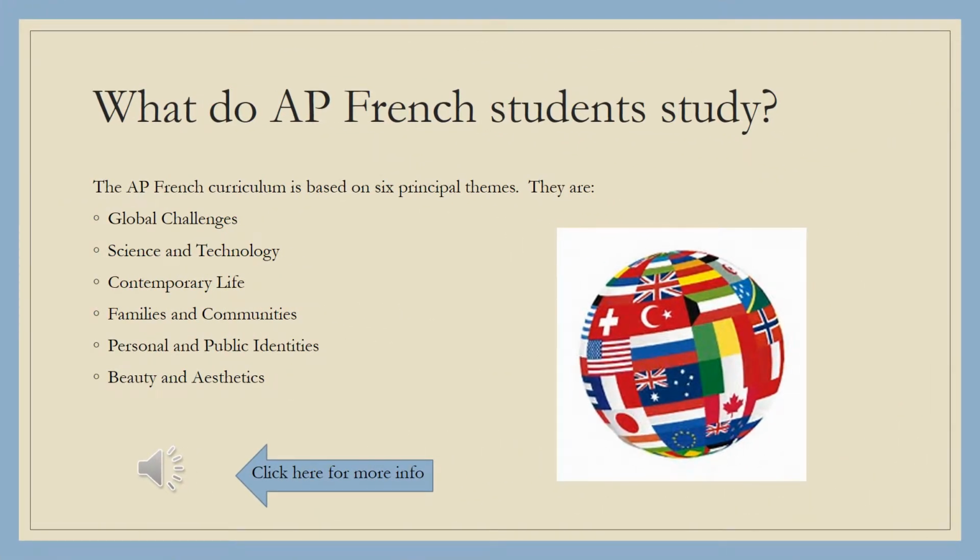What do AP French students study? The AP French curriculum is based on 6 principal themes. They are global challenges, such as the environment, health, and human rights. Science and technology, to include inventions, discoveries, and ethics thereof. Contemporary life, which is essentially everyday life, to include education, work, vacation.